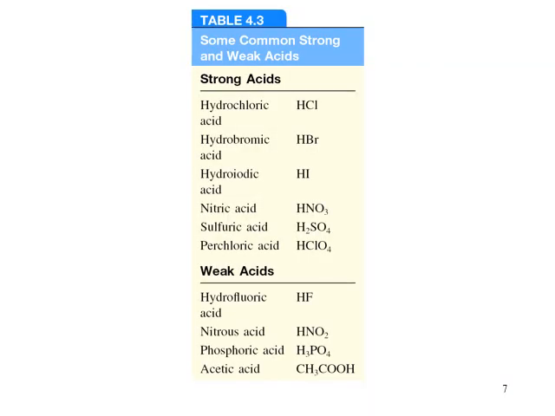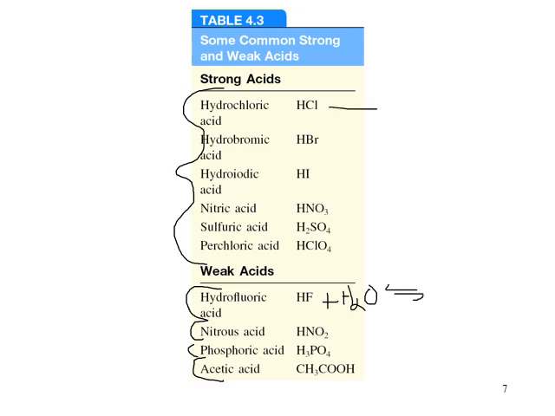Here are some common strong and weak acids. We just saw a lot of these on the previous slide. The weak acids are hydrofluoric, nitrous, phosphoric, and acetic. When you write their reactions with water, you would put in a reversible arrow, whereas all these others would get a direct arrow in their reaction with water, plus H2O.